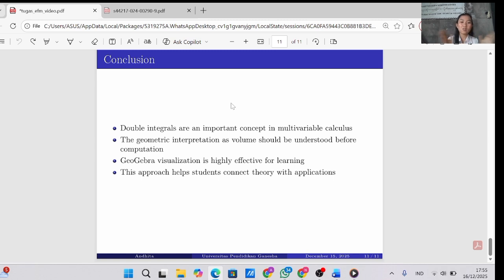Okay, the last is the conclusion. At the beginning, we imagined how to measure water in a container that is not flat and not perfectly shaped. Through double integral, we learned that complex surfaces can be measured by breaking them into small parts. With the help of GeoGebra, this concept becomes clear, not only through formula, but also through visualization. Hopefully, this presentation helps students see mathematics as useful and meaningful in real-life applications.